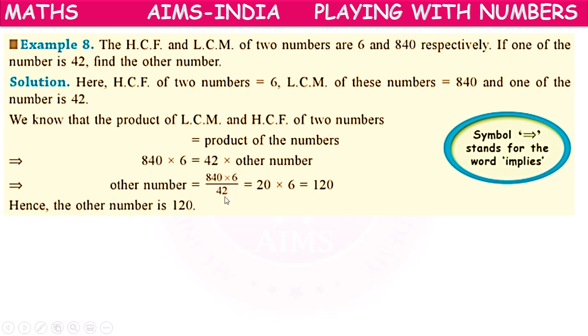840 into 6 by 42. 6 7 times 42, 7 1 is 7, 7 2 times 0. So direct answer is 120. So the other number is 120.